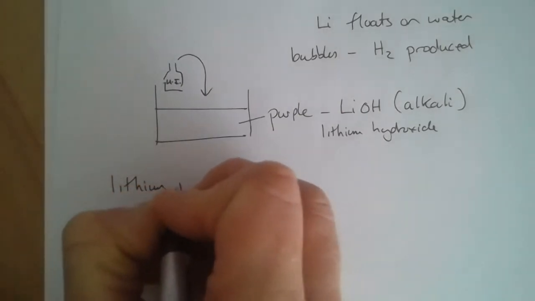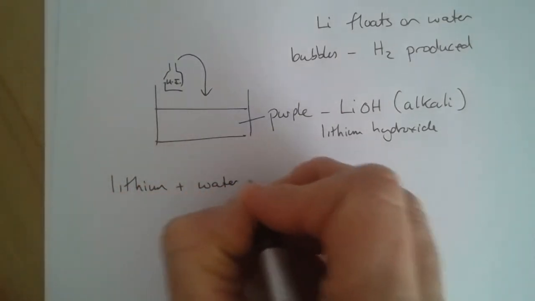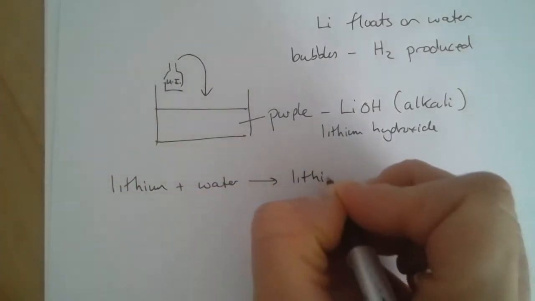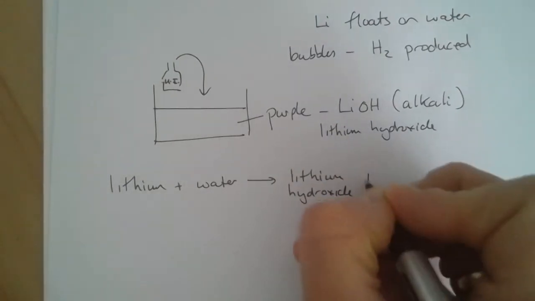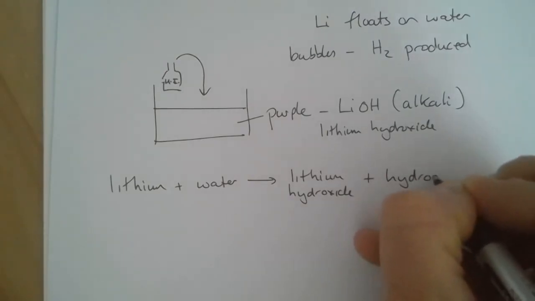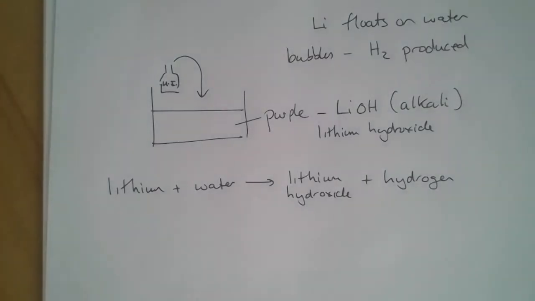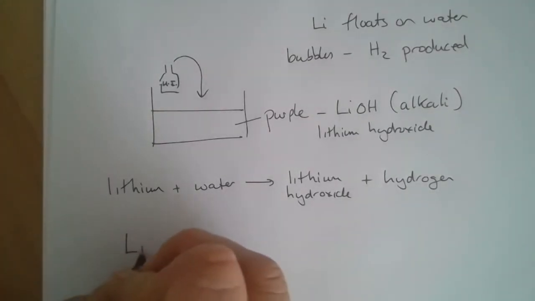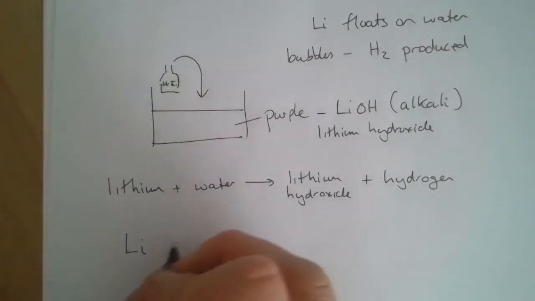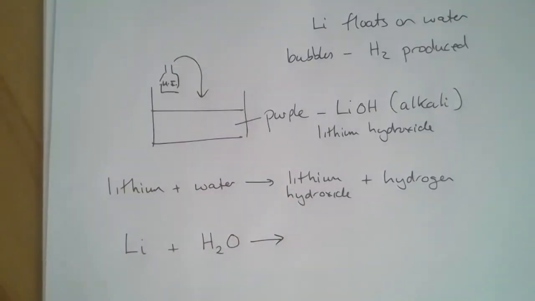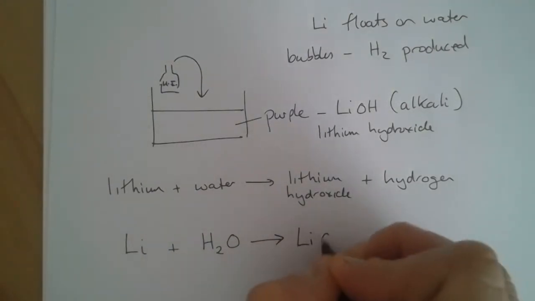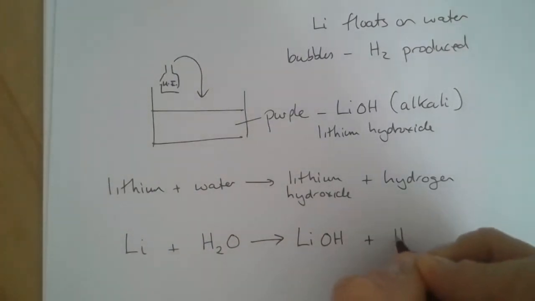So we also need to be able to think about writing word and symbol equations for this reaction. Lithium reacts with water to produce lithium hydroxide and hydrogen gas. If we were going to look at doing a symbol equation for this, we'd have Li for the lithium there and H2O for the water, and that would go to produce lithium hydroxide and hydrogen.